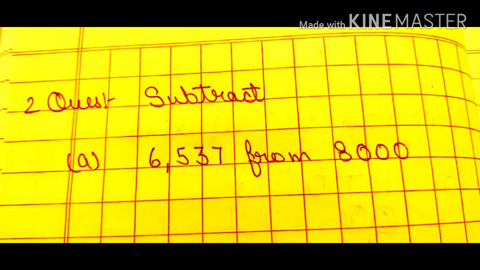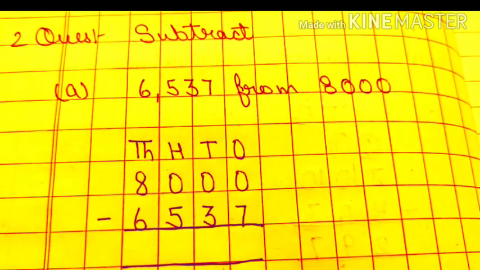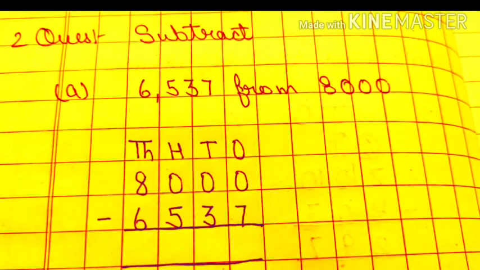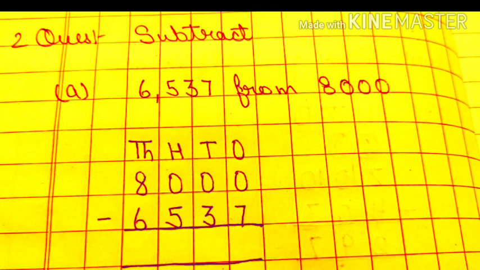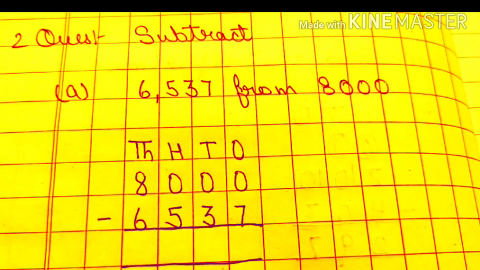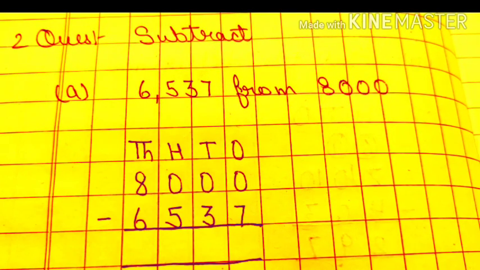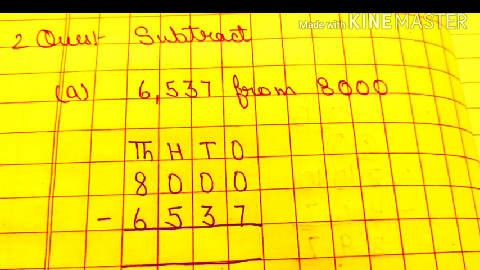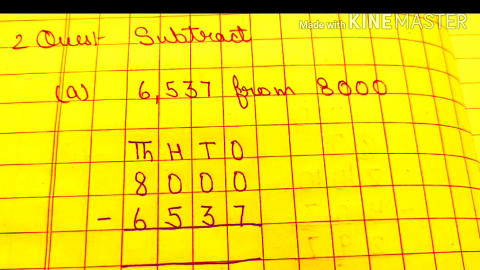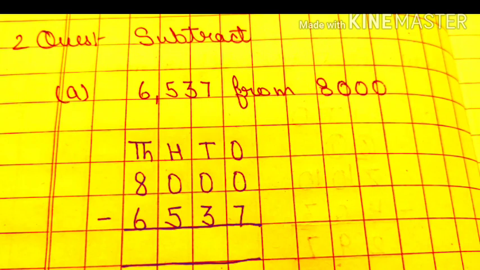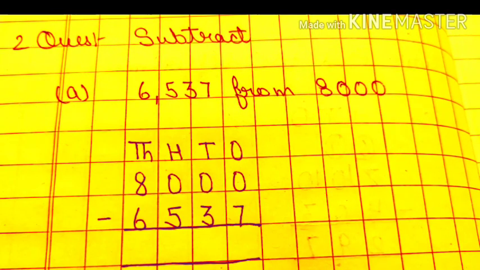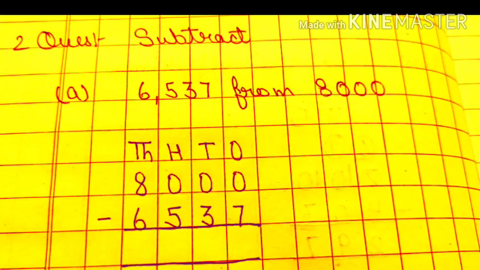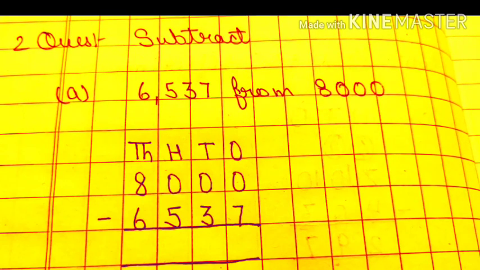Question number 2, subtract, and it is A part: 6537 from 8000. So my dear students, let's rearrange it first from top to bottom. First we will write on the top the greater number. So in this, which number is greater? Yes, 8,000. 8,000 we will write on the top, and 6,537 we will write on the bottom.